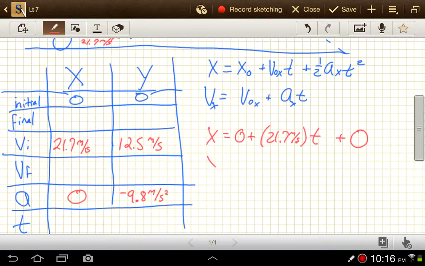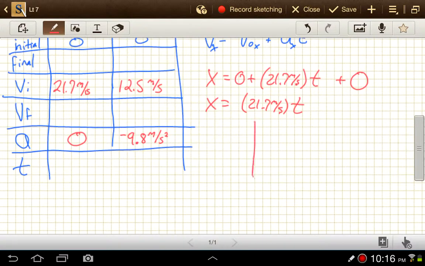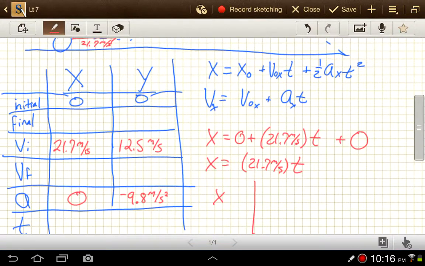So the position, we see 21.7 meters per second times t. That's just a linear relationship between x and t. So when we graph that, that'll just be a straight line. So let's go ahead and do that. So x versus t, at a time of 0, we'd be at a position of 0, and that fits with what we defined the initial position to be.